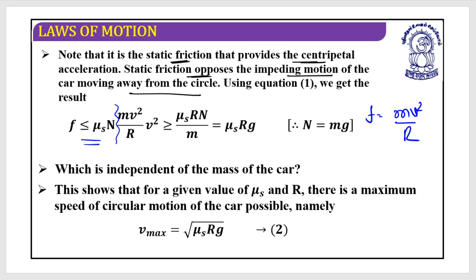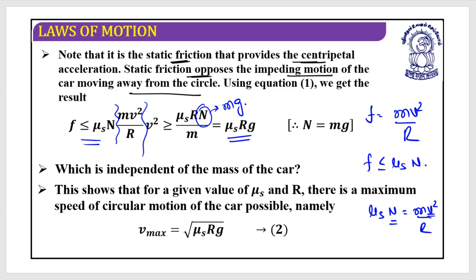So F should be less than or equal to mu_s into N. Yes, so mu_s into N should be equal to mv square by r, and N would be mg. If I derive for v square, let's have a look. v square should be less than or equal to mu_s r N by m, and if I replace this N with mg, then I have mu_s into R into g. Now, one very interesting fact is that this is independent of the mass of the car.